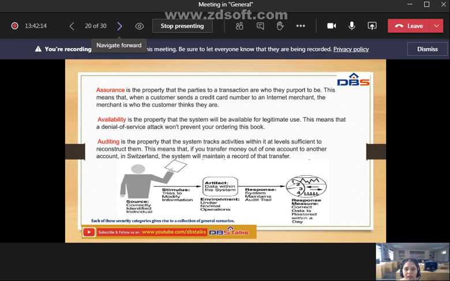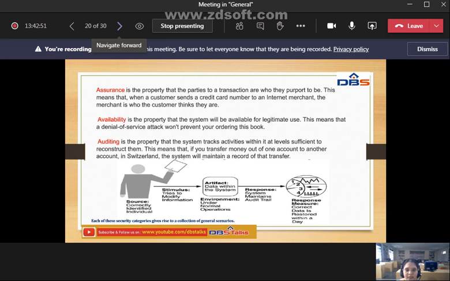Next, auditing. Auditing is the property that the system tracks activities within it at levels sufficient to reconstruct them. That is called auditing. So we need to reconstruct sufficient activities from what the system tracks. This means that if you transfer money from one account to another account, we need to be able to reconstruct that.